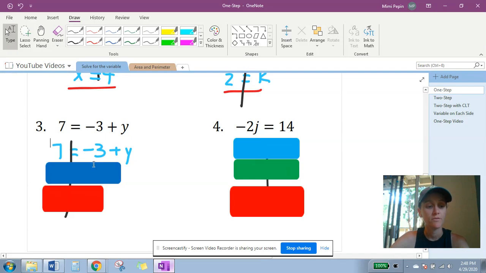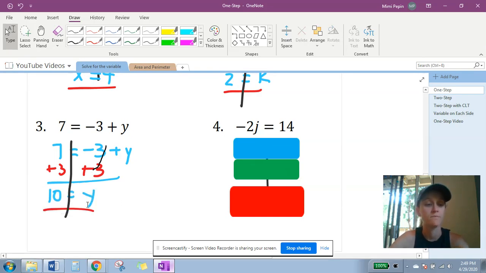So the opposite of negative 3 would be positive 3, because if I have 3 negatives and 3 positives, that makes a zero pair. So then if I add 3 on this side as well, 7 plus 3 equals 10. So I end up with y equals 10. So every time we're just doing the opposite operation.